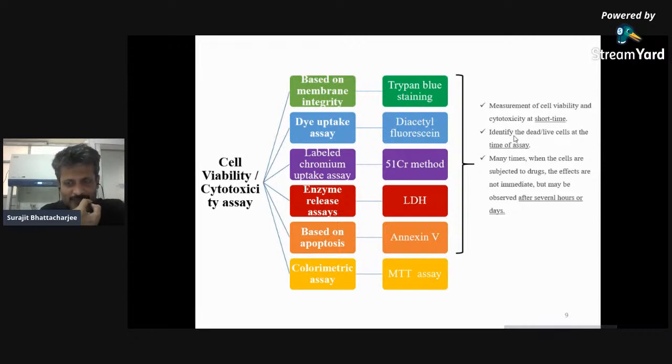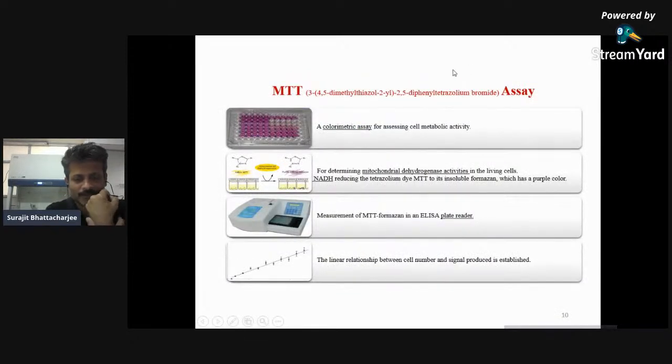At many times when cells are subjected to drugs or other compounds, the effects are not immediate, but require several hours or even days to observe. In those cases, we cannot use assays which are immediate type, like the trypan blue dye exclusion method. In our laboratory, we generally use the MTT assay to check the cytotoxic effect of a compound.